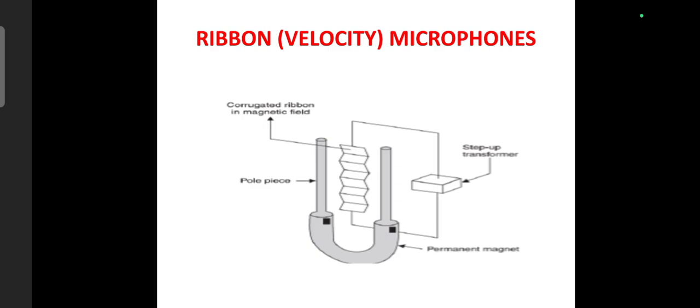Next are ribbon microphones. Ribbon microphones use a very thin metallic ribbon suspended between two magnets. When sound waves strike the ribbon, it vibrates inside the magnetic field. According to electromagnetic induction, a small electrical voltage is produced. Ribbon microphones are well known for their warm and natural sound quality. However, the ribbon is extremely delicate. These ribbons require careful handling. They are mainly used in recording studios, especially for recording vocals and musical instruments.